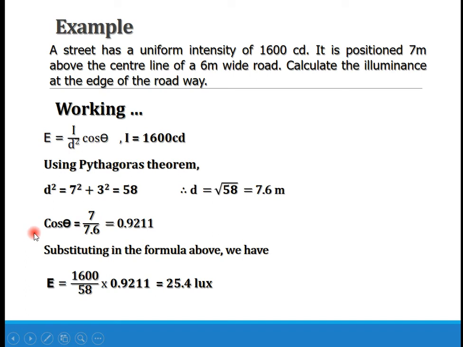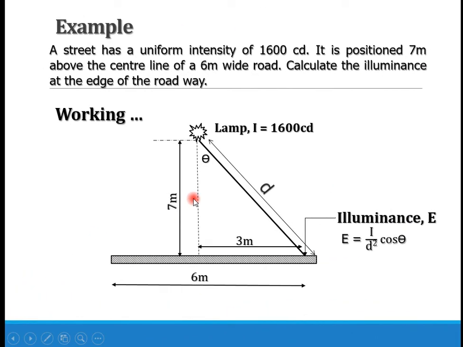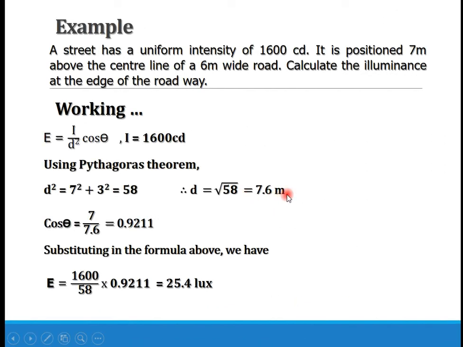And also for cos theta, we use SOHCAHTOA, that is to say cosine is equal to adjacent over hypotenuse. So our adjacent side in this case is the 7 meters, adjacent to the angle, and the hypotenuse is D, which is 7.6. So we've calculated D to be 7.6, so we're going to say cos theta is equal to 7 over 7.6, which is equal to 0.9211. So there is no need of finding the inverse of this cos theta so that we can determine the angle, because we don't need the angle. What we need is the cos theta.